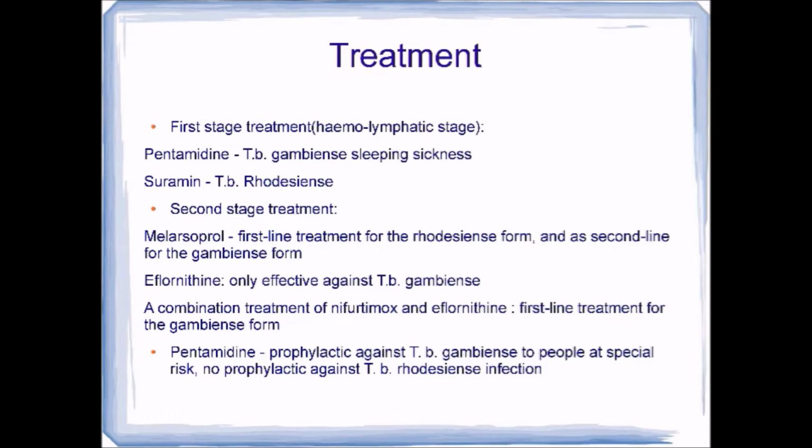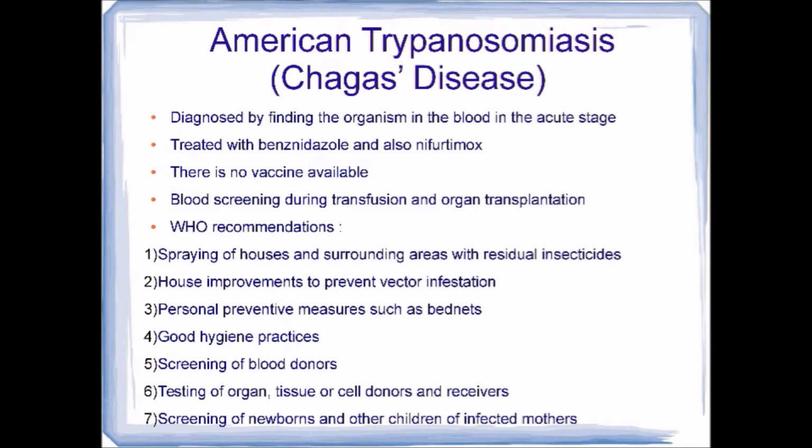In second stage treatment, melarsoprol is currently recommended as first-line treatment for the rhodesiense form, and as second-line for the gambiense form. Eflornithine is only effective against T.b. gambiense. A combination treatment of nifurtimox and eflornithine is currently recommended as first-line treatment for the gambiense form. Pentamidine has been used as a prophylactic against T.b. gambiense in people at special risk. There is no prophylactic against T.b. rhodesiense infection.